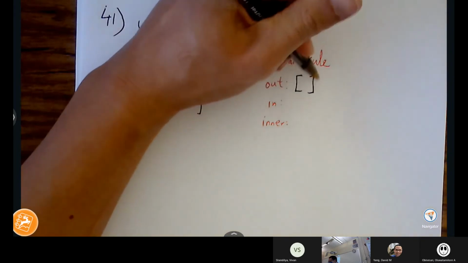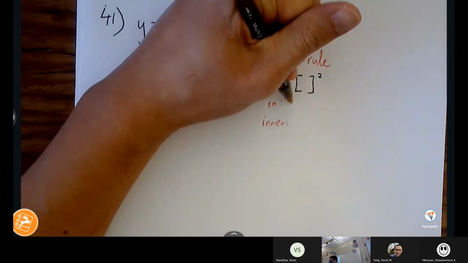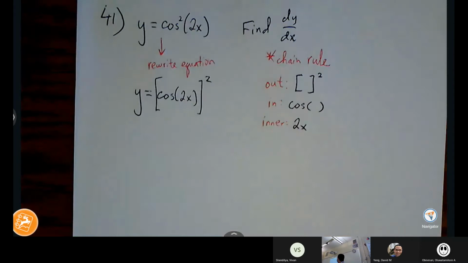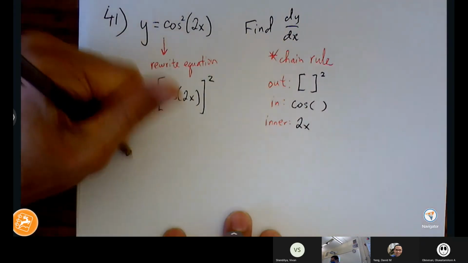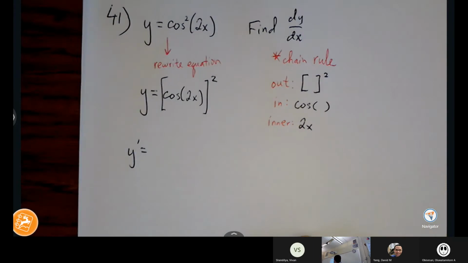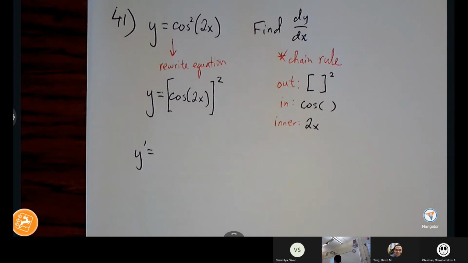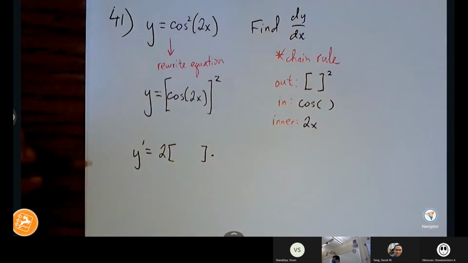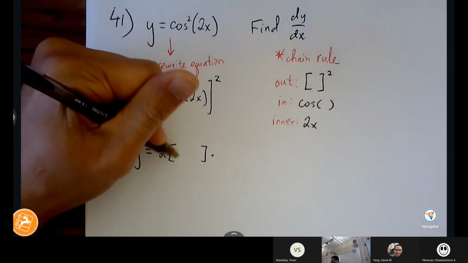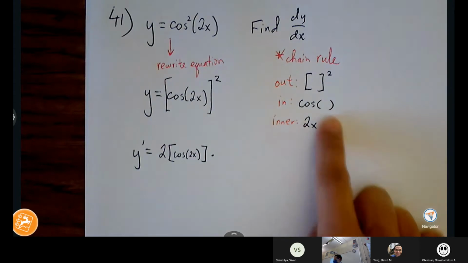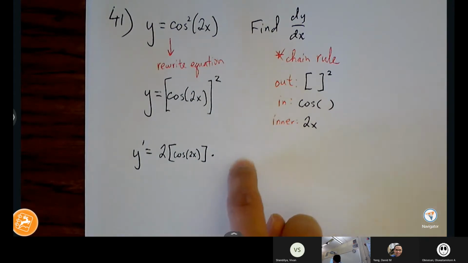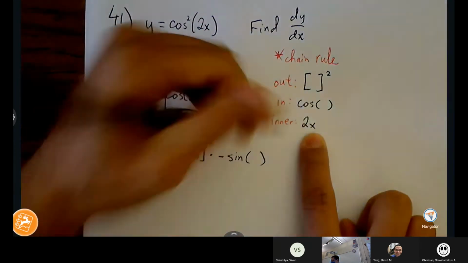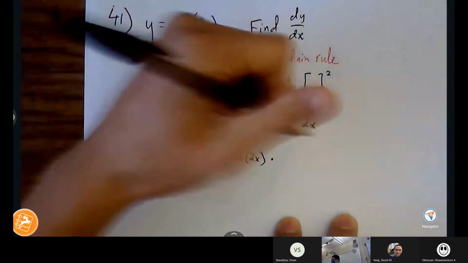Outside is my bracket squared. Inside is my cosine parentheses. And my inner portion is my 2x. Okay, find each derivative, bracket squared first, so 2 bracket to the first power. Fill in that space with the original problem. Next up, cosine's derivative. In a separate location, cosine becomes negative sine. Fill in that space with the original inner. And finally, inner's derivative is times 2.